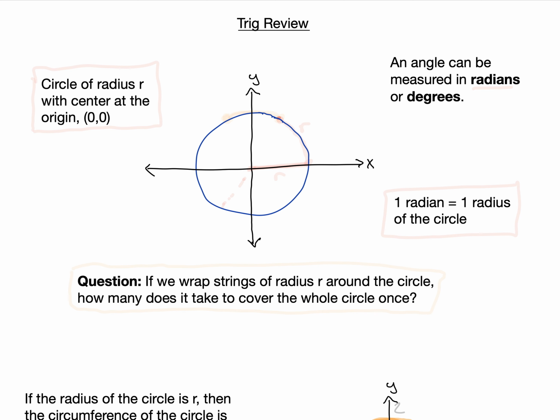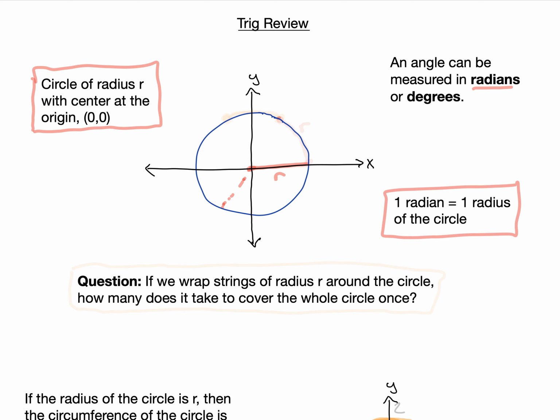So we're going to start with a circle of radius r centered at the origin, pictured there in the center. When we talk about the radius, that's the radius of the circle, r, and that radius is the same at any point of the circle centered at the origin (0, 0). We know that an angle can be measured in radians or degrees. Let's talk about radians a little bit. A radian is one radius of the circle. That's what a radian is.